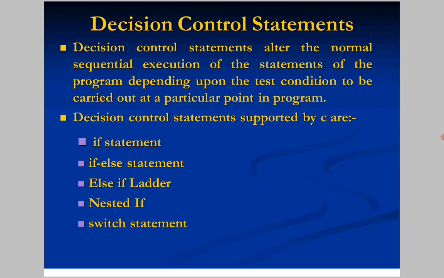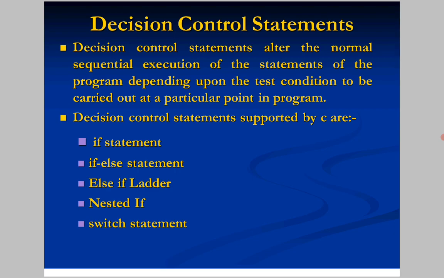Else, if the given condition is false, meaning A is not greater than B, then B is the maximum. So this is the simple example to find the maximum of two given numbers.